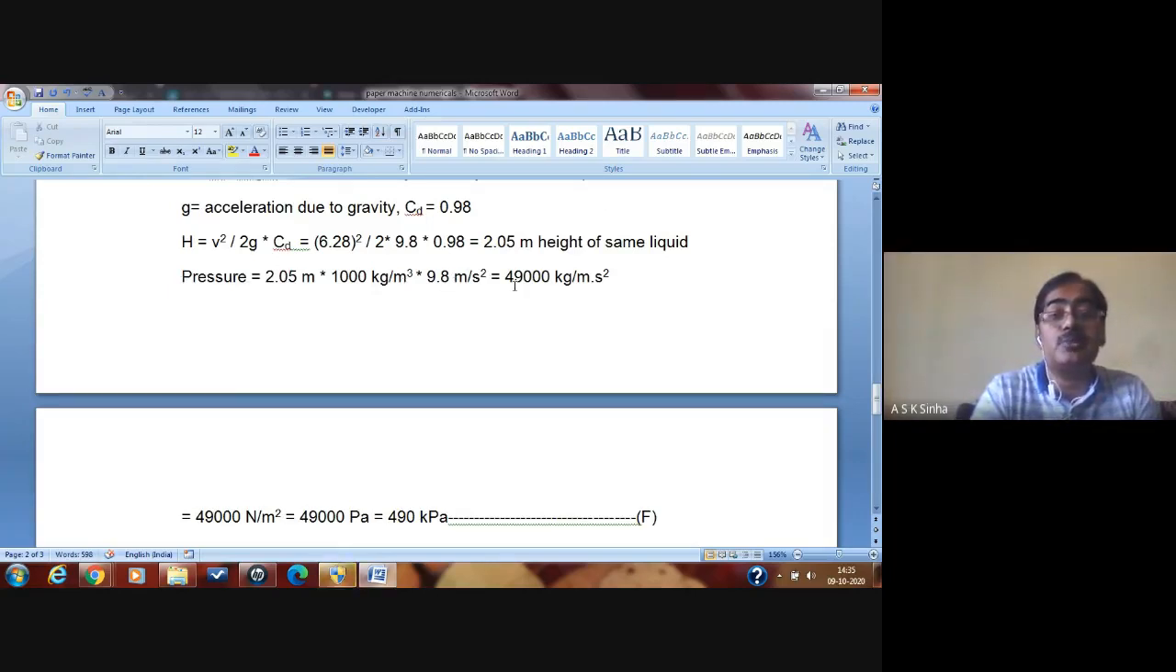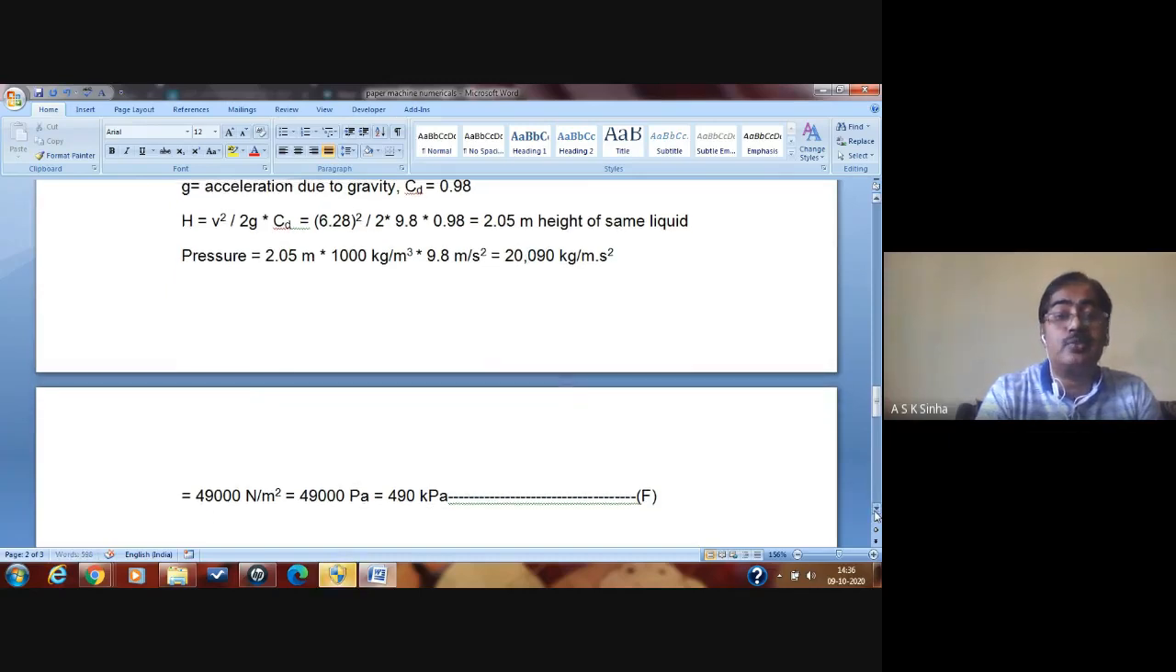That is the pressure in terms of the SI system, that is the kg per meter per second square. So let us see the value, how much it will be coming. 2.05 multiplied by 1000, again multiplied by 9.8. So this will be coming, this is coming 20,090. Right, so 20,090 kg per meter per second square.